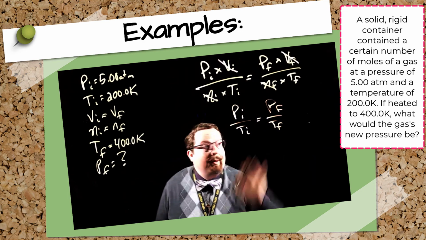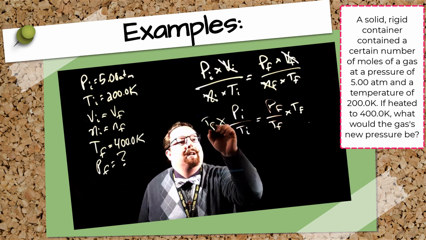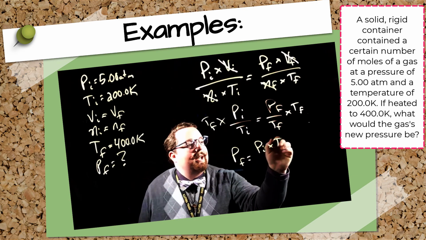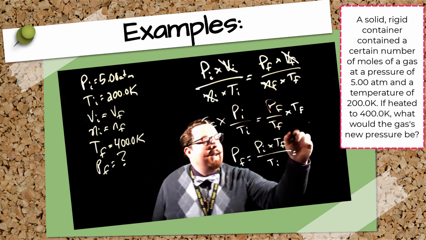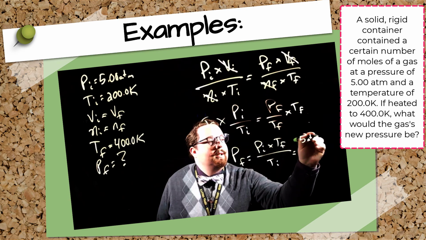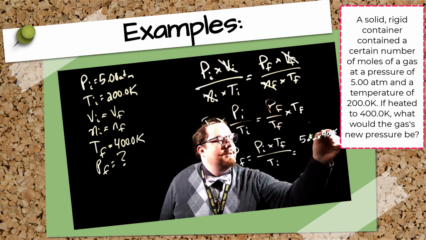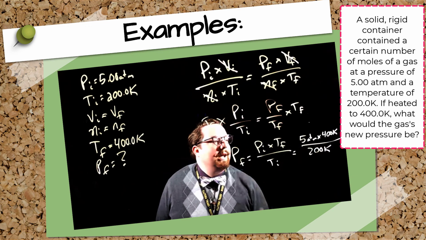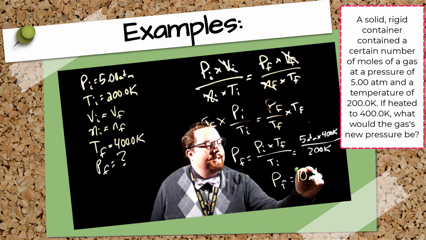I want to solve for the final pressure, so I'm going to multiply by the final temperature on both sides. And I get that my final pressure is equal to the initial pressure times the final temperature divided by the initial temperature. So that's going to be 5 atm times my final temperature, which was 400 Kelvin, divided by my initial temperature, which was 200 Kelvin. And I get that my final pressure is about 10 atm.